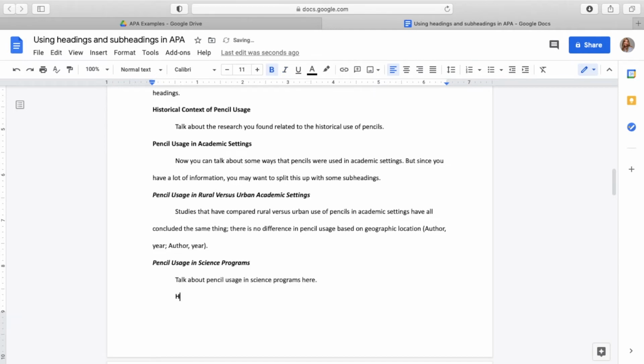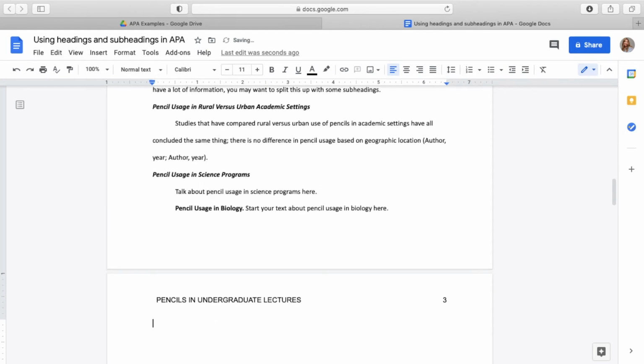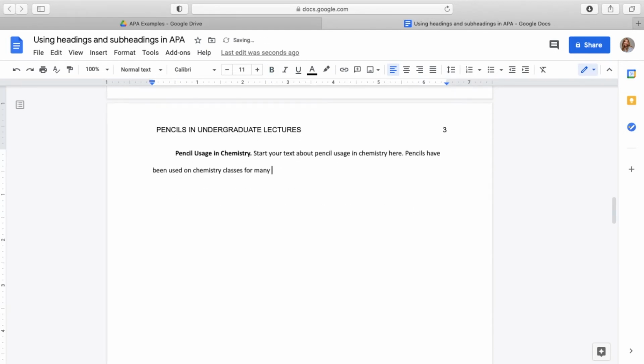Okay, heading level 4 is going to be indented, and you're going to make it title case, bold, and then instead of starting your text underneath, you're going to add a period and start your text right after it. So your text isn't going to be bolded, but the heading is. And then the final heading is heading level 5. This is the same as heading level 4, except you're going to italicize it. So indent, title case, bold, italicize, put a period after it and start your text right away.